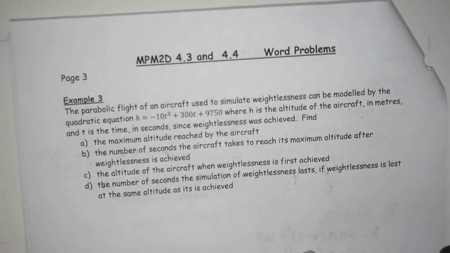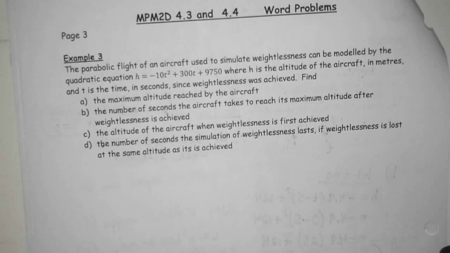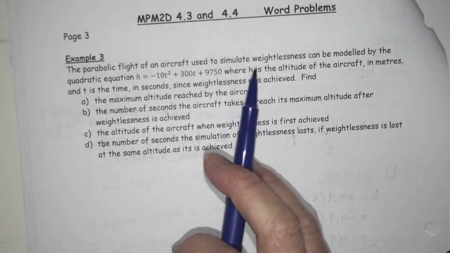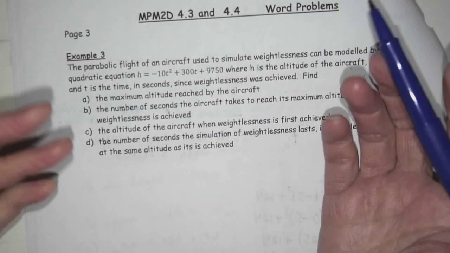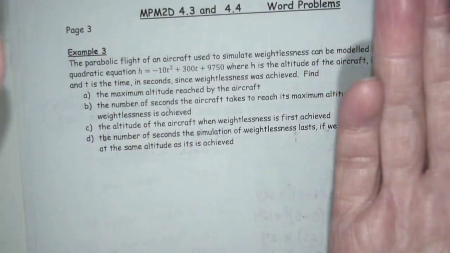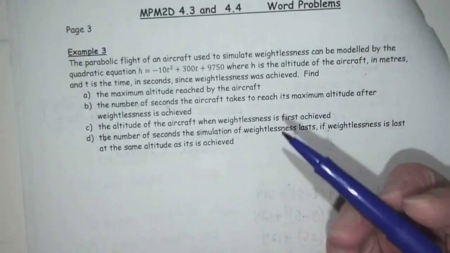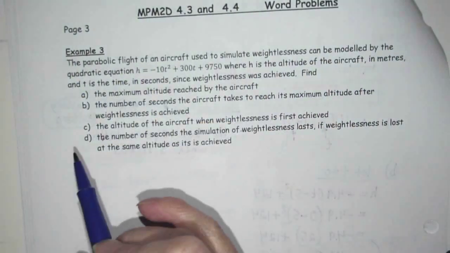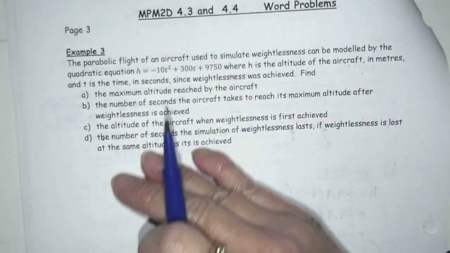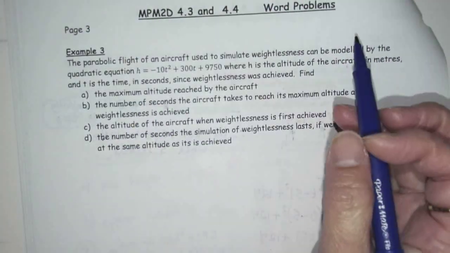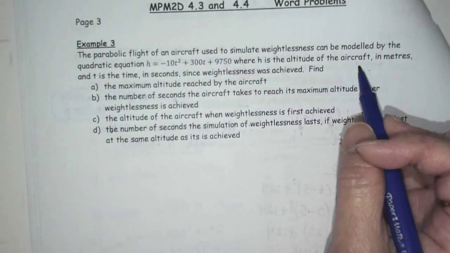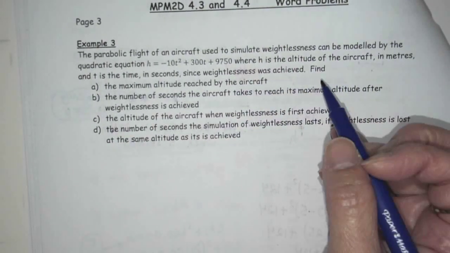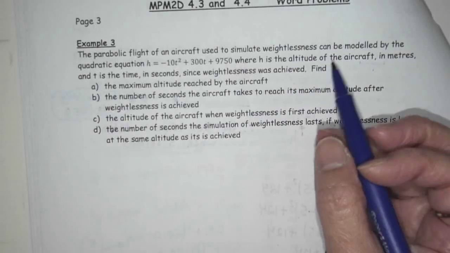Okay, and then in my next example here, the parabolic flight of an aircraft is used to simulate weightlessness. So what they do is they put you in an aircraft and they would drop you so that you get that feeling in your tummy and you're kind of floating for a minute, kind of hopping up. They would do that on an airplane, so they keep going up and down, up and down. It can be modeled by a quadratic equation where h is the altitude of the aircraft in meters and t is the time since weightlessness was achieved.